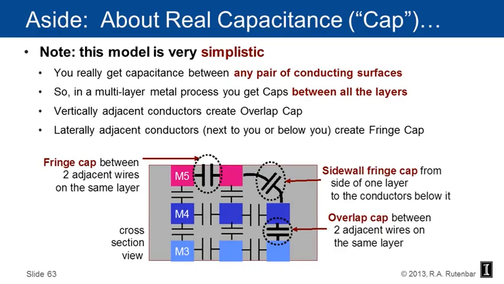So up on the third row of conductors, there's a capacitor between the side of one metal 5 wire and the side of another metal 5 wire. Those are fringe capacitances between two adjacent wires on the same layer. There are overlap capacitances between wires on adjacent layers. What we're basically talking about in our derivation are overlap capacitances between a wire and whatever's below it. There are sidewall fringe capacitances, which are between the side of one wire and the top of another wire if there's not another wire in the way.